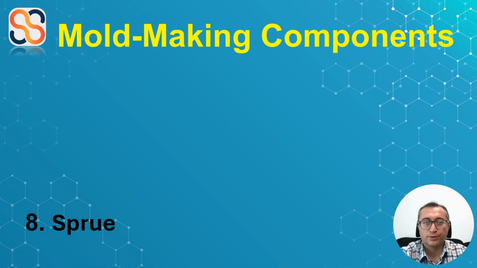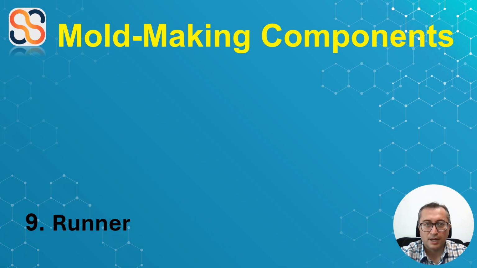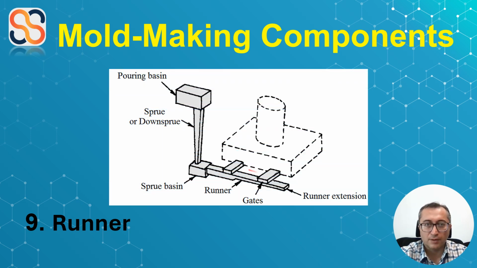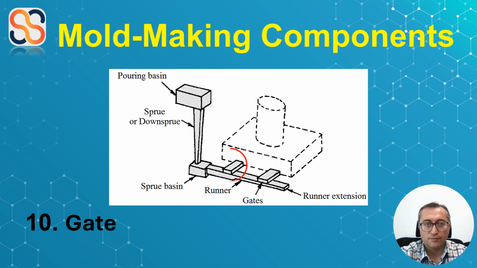Number eight, sprue. This is the channel that carries the molten metal from the pouring basin into the mold cavity. It helps control how the metal flows in. Number nine, runner. This channel directs the molten metal from the sprue to the gate. Number 10, gate. So, this is the entrance point of the molten metal into the mold cavity.